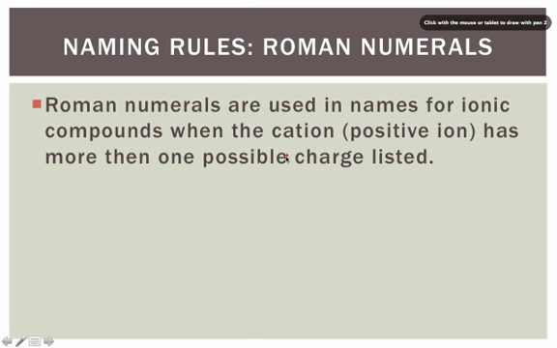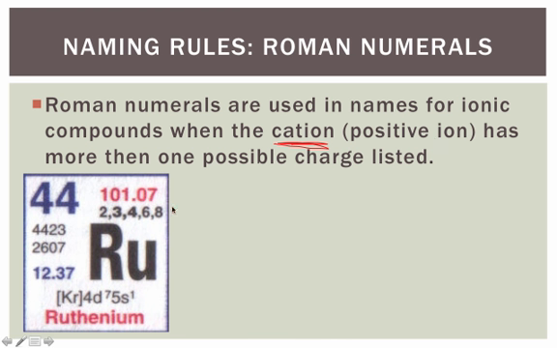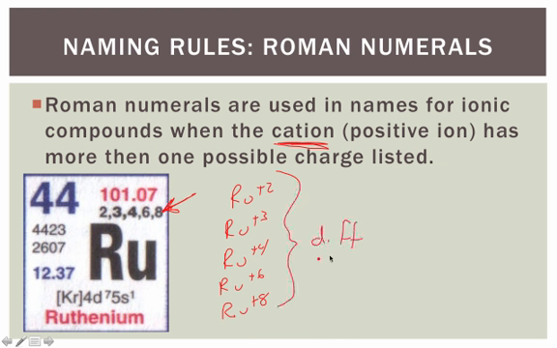Roman numerals are used in names for ionic compounds when the cation, this is specifically only for the cation, the positive one, has more than one possible charge. Let me show you what I mean by that. Some elements, like for example ruthenium over here, have multiple charges listed. If I told you a ruthenium ion, you wouldn't know if it was ruthenium +2, ruthenium +3, ruthenium +4, ruthenium +6, or ruthenium +8. We need something in the name that's going to help us to differentiate between all of these different ions that are possible there.